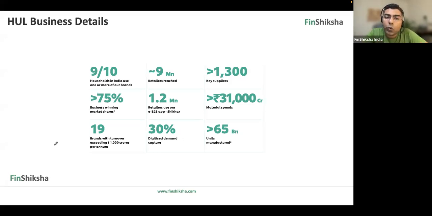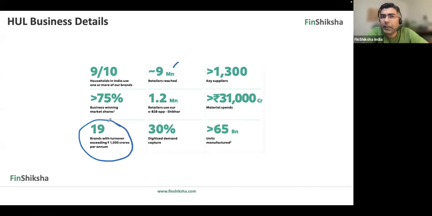9 out of 10 households in India use one or more of their brands. This is just a grab from their annual report. They have a reach of 9 million retailers, 1,300 key suppliers, 75% winning business, winning market shares in categories that they're in. 1.2 million retailers use their app. 31,000 crore spent on materials, basically raw materials, etc. 19 brands with turnover exceeding 1,000 crore per annum, right?